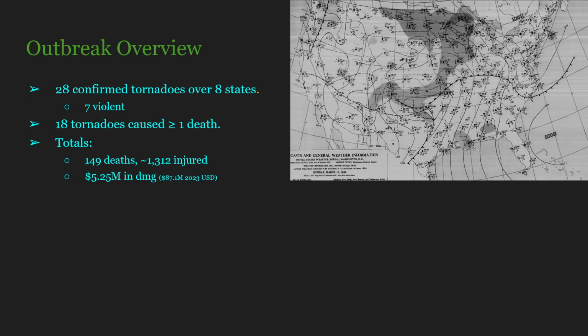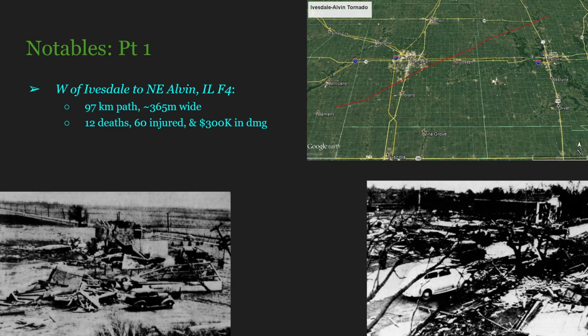and in 1942 US dollars, 5.25 million in damage. Adjusted for inflation, that is $87.1 million in damage. Right, folks, as always, chronologically starting with the first notable tornado and then moving our way to the last of them.